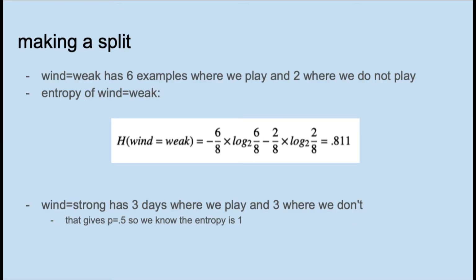So this data set has high entropy. Next, the algorithm needs to decide where to split. So it will look at each predictor. Let's look at wind equals weak. There are 6 examples where we play and 2 where we don't. So calculating the entropy of this one predictor at this one level, wind equal weak, we would get the probability of 6/8 and 2/8 and plug those in, and we see that the entropy of that predictor at that level is 0.811. Wind has another level, wind equals strong, and there are 3 days we played and 3 we didn't. Well, that would give a probability of 0.5, so we know the entropy is 1.